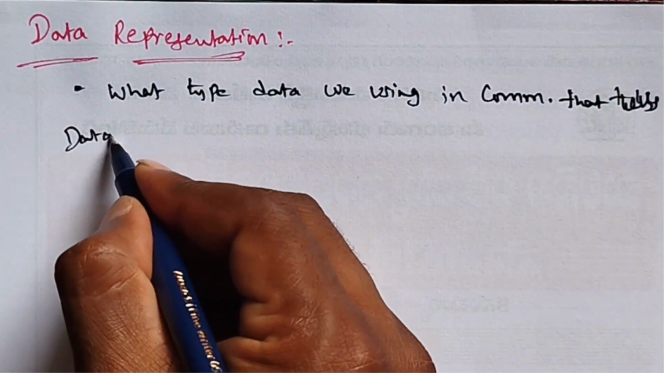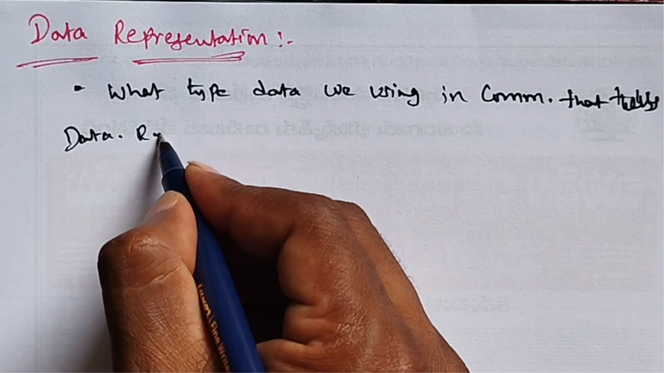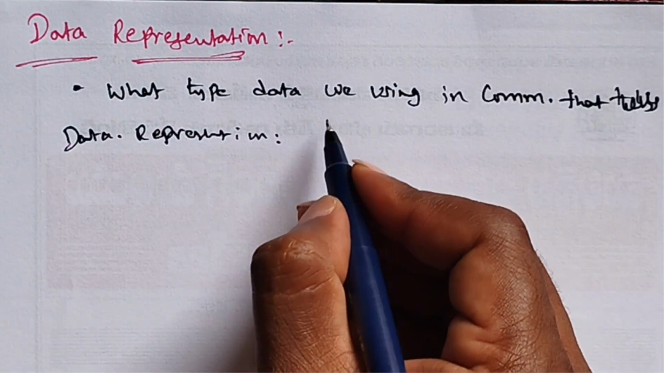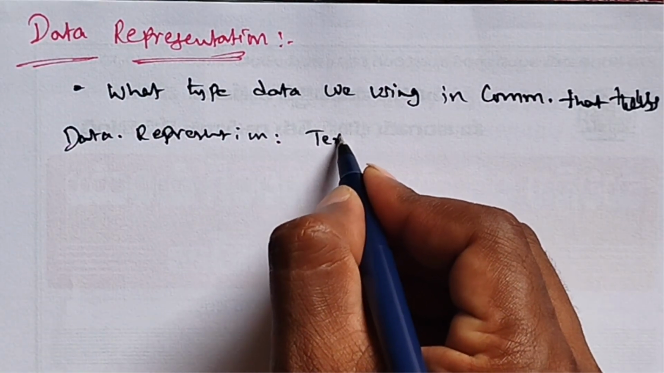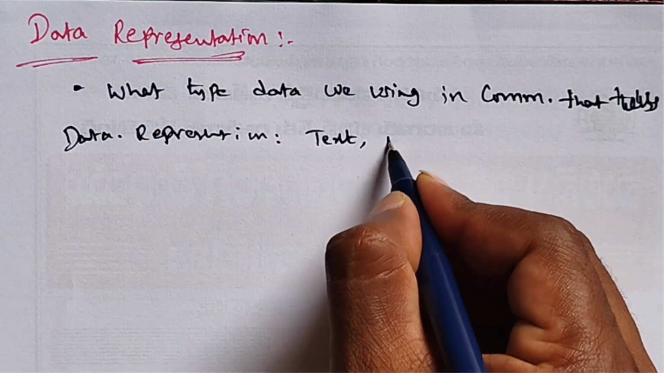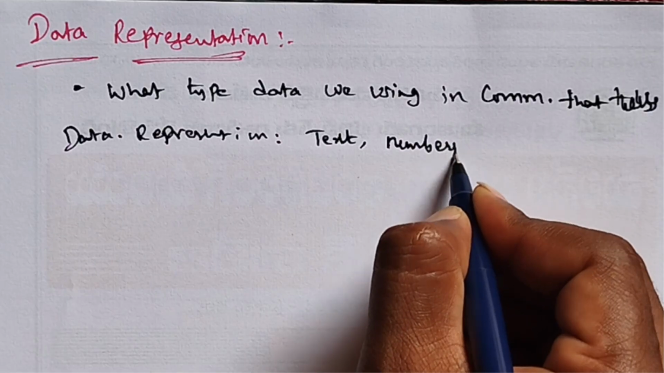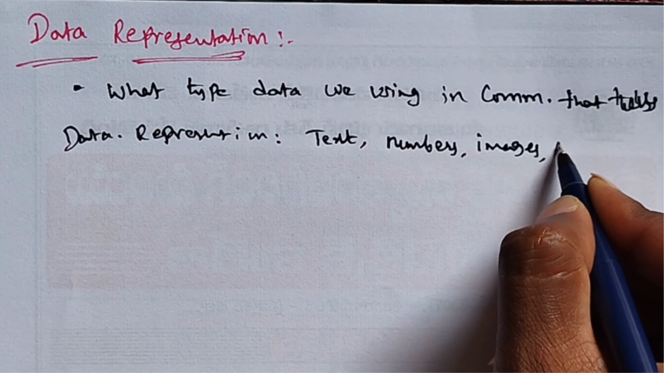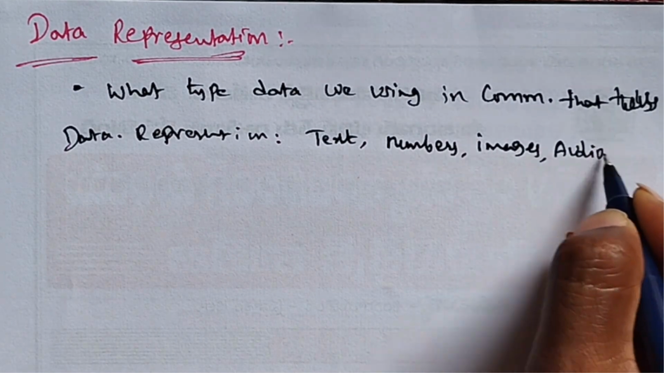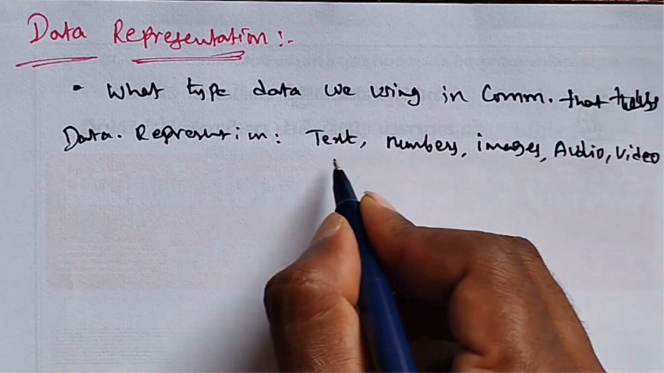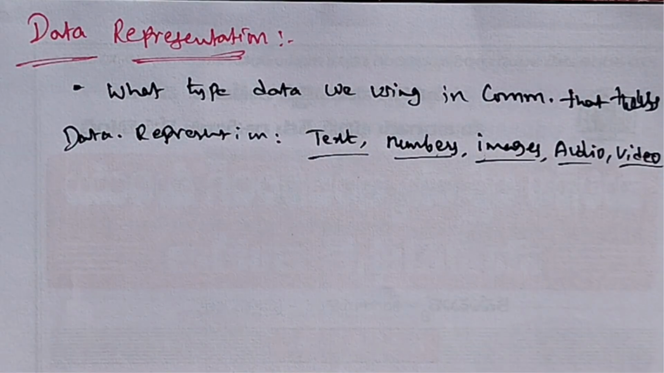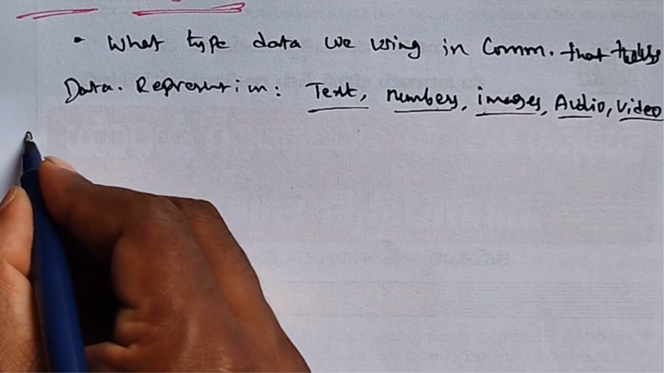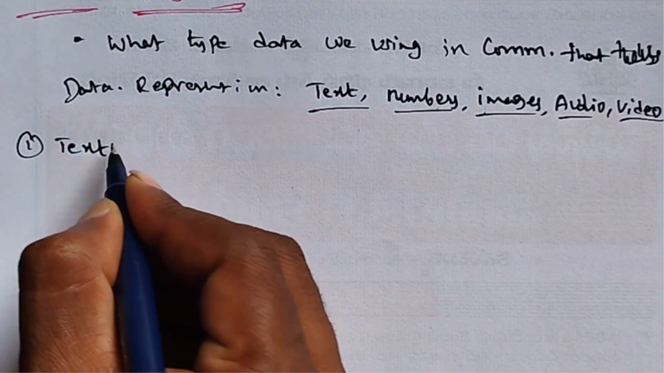Nowadays we have several representations. First one is text, second one is numbers, and images, audio format and video. These are all the data representations in a computer network. We will discuss one by one. What is the first one? The first one is text.